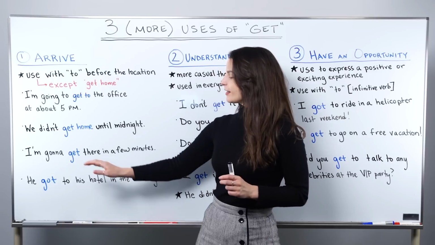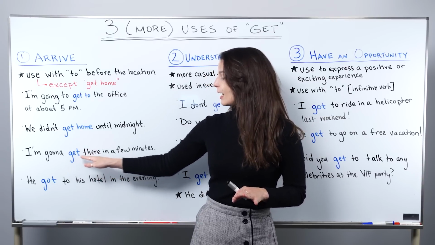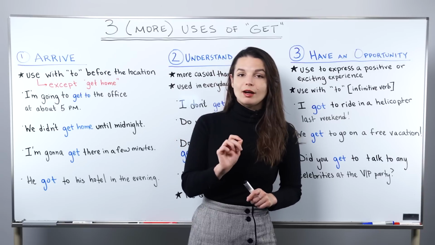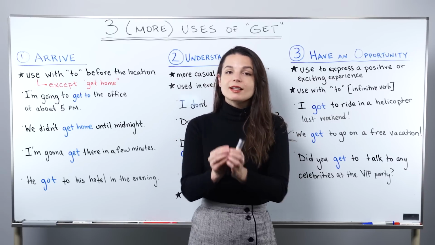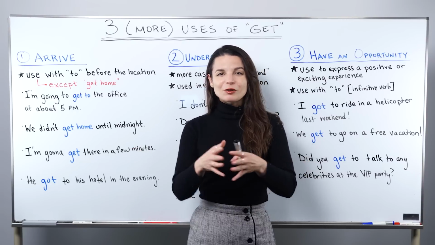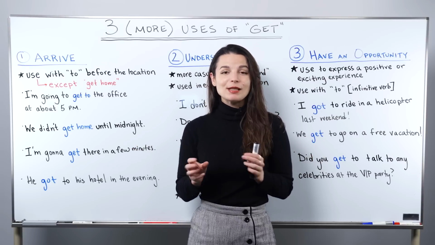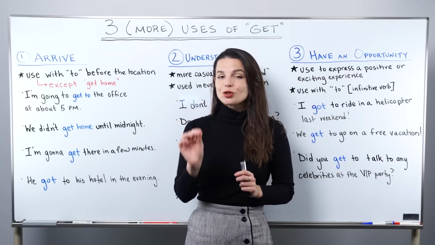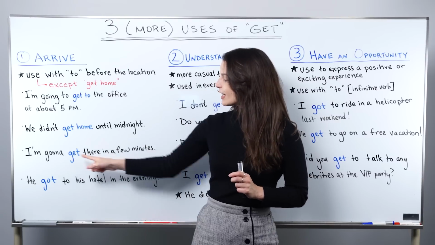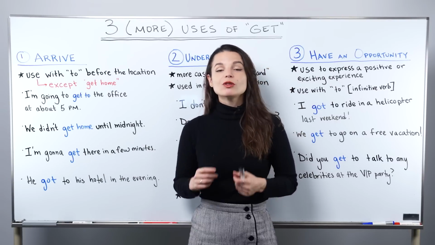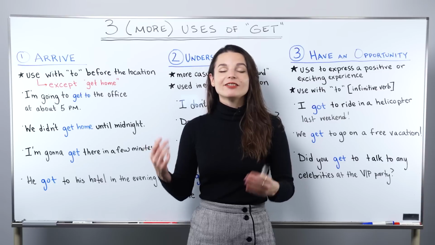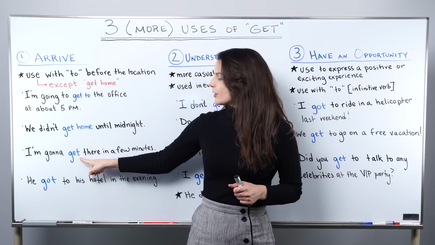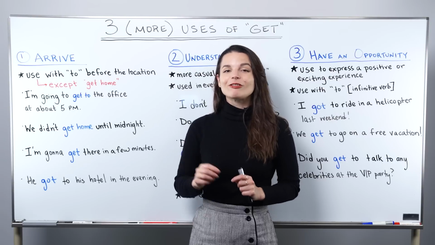The same rule applies here with get. So I'm going to get there in a few minutes is correct. We cannot say I'm going to get to there. We use to before the specific destination. There is a word that we use in our context, and we understand the meaning from the context. It doesn't refer to a specific place. So we don't use the preposition to in this case either. Again, we could use arrive in this sentence too. I'm going to arrive in a few minutes is also okay. So you can choose which one you prefer. I would definitely recommend get there. I'm going to get there in a few minutes.